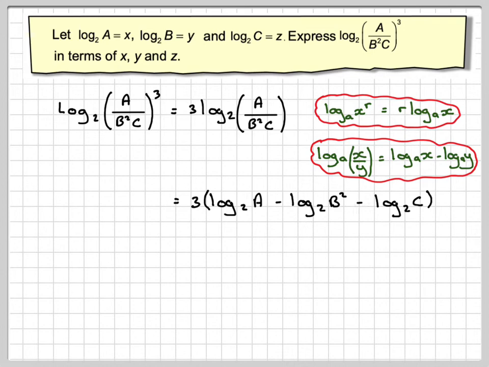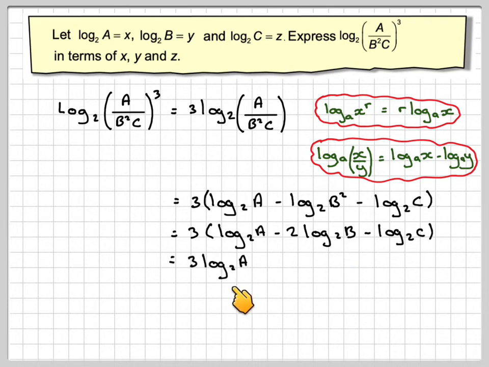Now all we need to do is take that 2 and put it down in front using that rule there. So we've got 3 times log base 2 of a minus 2 log base 2 of b minus log base 2 of c. Now multiplying through by 3, we get 3 log base 2 of a, minus 6 (3 times 2) log base 2 of b, minus 3 log base 2 of c.